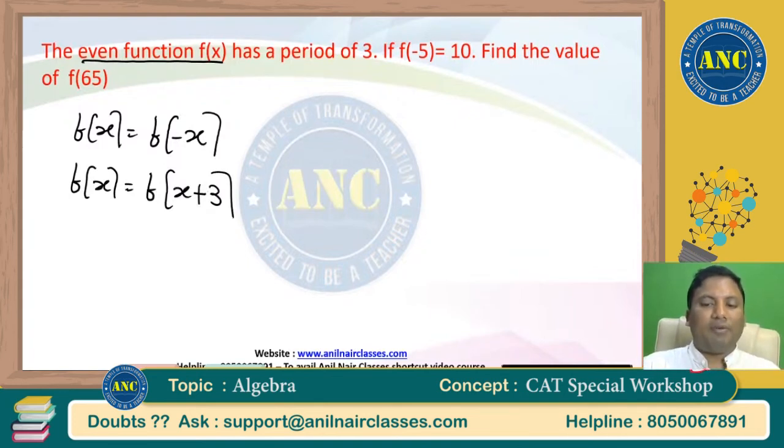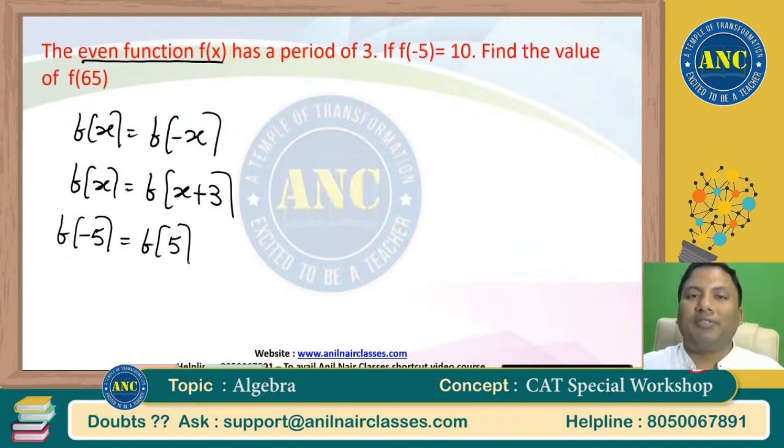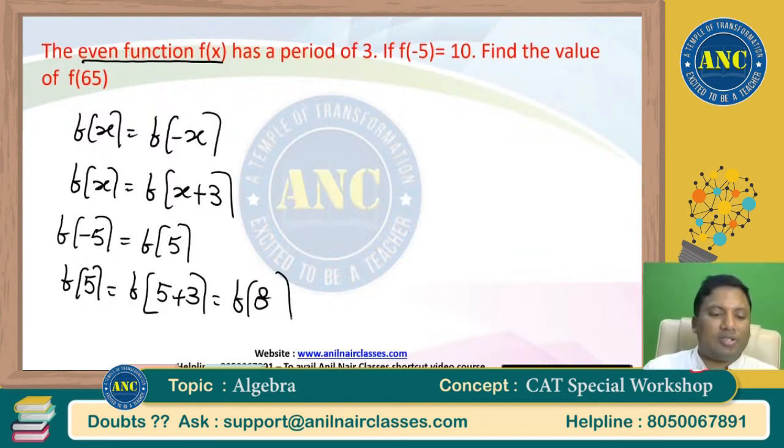Now, f(minus 5) is equivalent to 10. f(minus 5) is nothing but f(5). f(5) is nothing but f(5 plus 3), which is f(8). Are you with me? Right? So f(5 plus 3k), I am getting it.